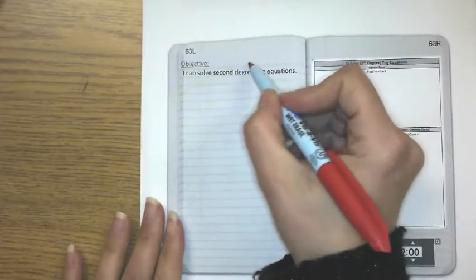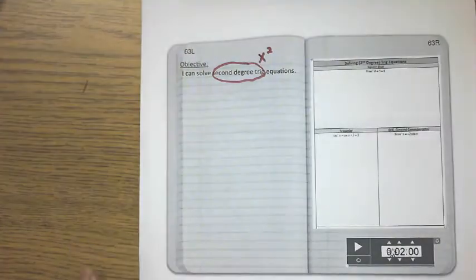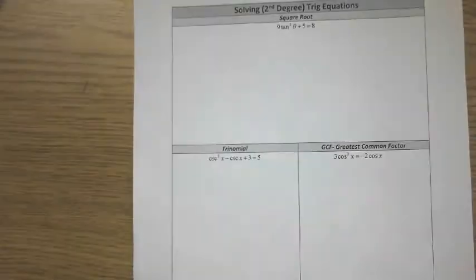Second-degree trig equations are when you have your variables squared. That's what second-degree trig equations would mean. Now, in this case, we're not going to see x squared. We're going to see sine squared, cosine squared, tangent squared, or any of the reciprocals. All right, so if you're ready to go, take a look at our first example.